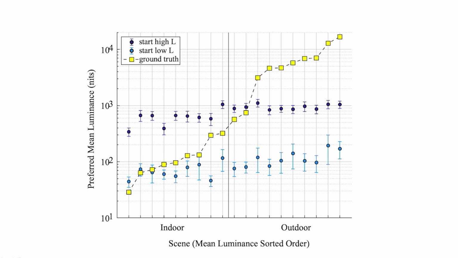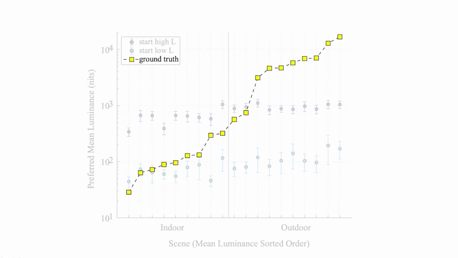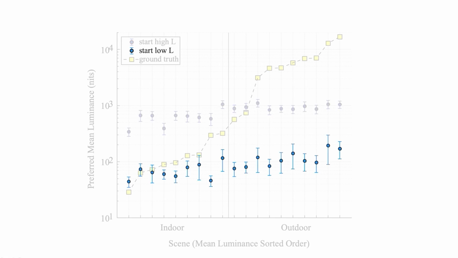On the x-axis, we have the sorted scenes, indoor and outdoor, and specifically they're sorted in terms of their ground truth luminance, shown here with the yellow squares. One interesting thing to note here is that the indoor scenes were always dimmer than the outdoor scenes for this study. That just follows the intuition that the outdoors are usually much brighter in the real world. In terms of the experimental results, the dark circles show the answers that participants gave for the start high conditions, so when they were starting from the highest possible mean and essentially adjusting downwards towards their preference. And the light circles show the other case, where they start from the darkest possible case and adjust up towards their preference.